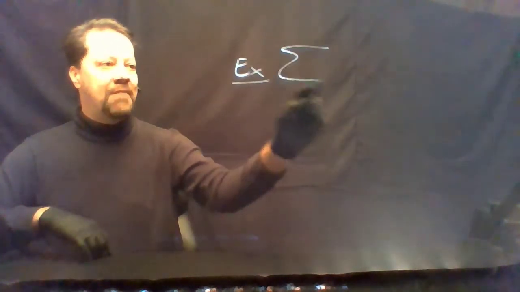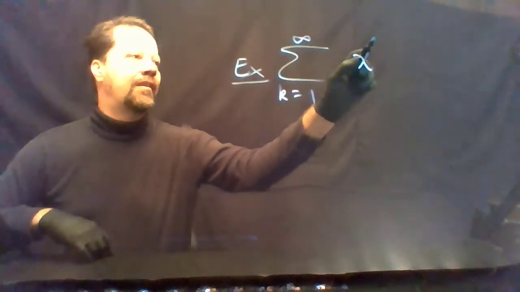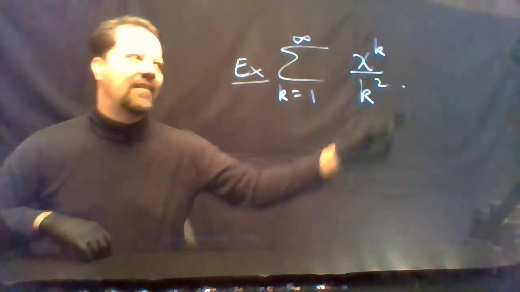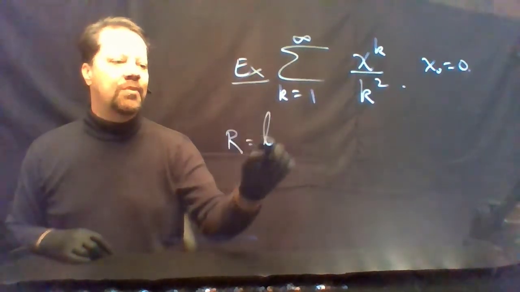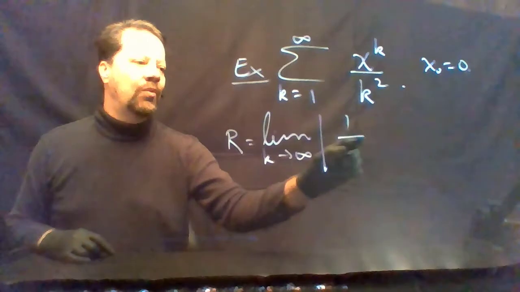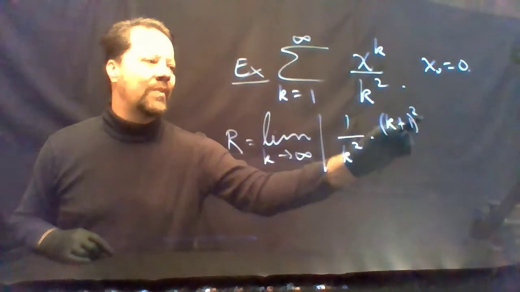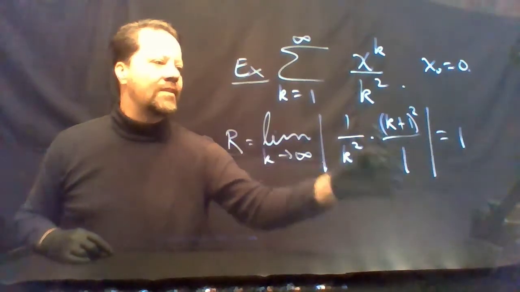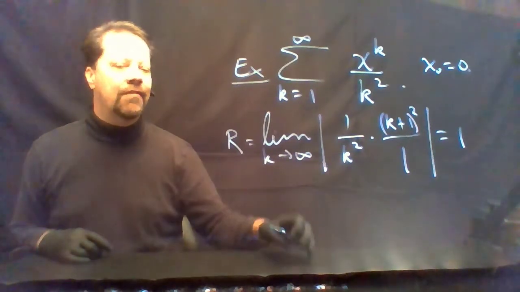As an example, consider the sum as k goes from 1 to infinity of x to the k divided by k squared. Here, the center is 0. The radius of convergence will be the limit as k goes to infinity, absolute value, of 1 over k squared times (k plus 1) squared over 1. I'm inverting and multiplying. Since we get a quadratic over a quadratic, both with leading coefficients of 1, the radius of convergence is 1.